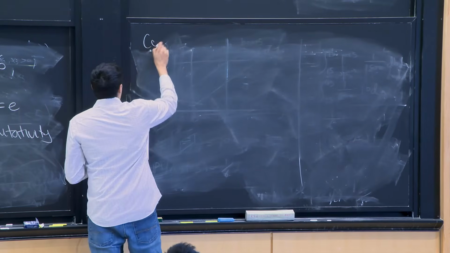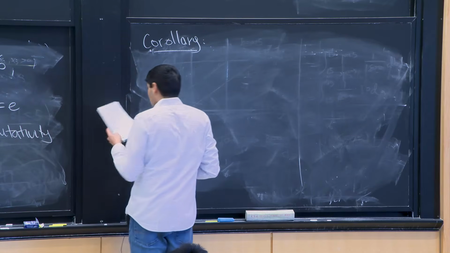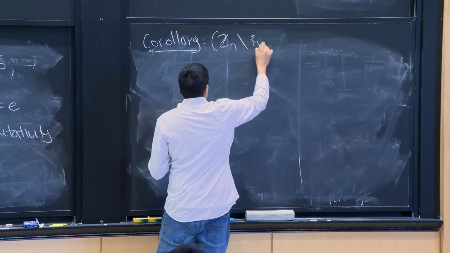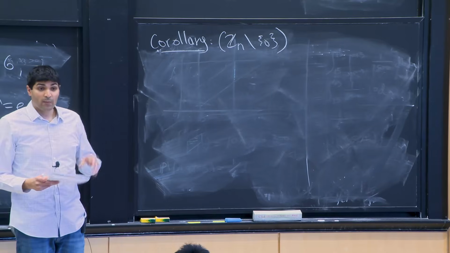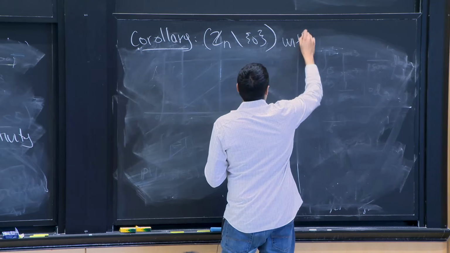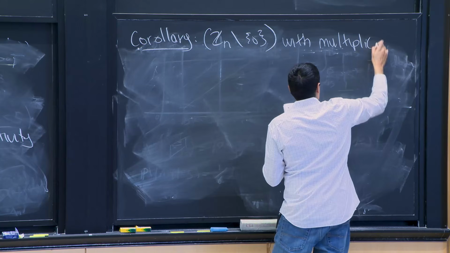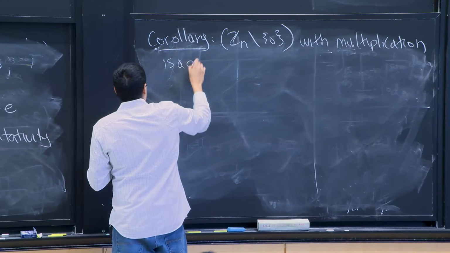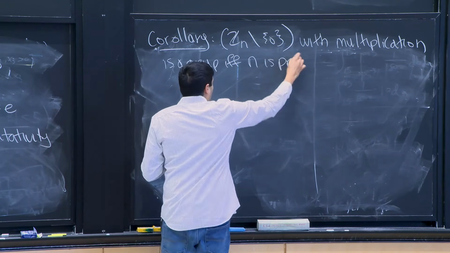So actually let's do a simple corollary first and then we'll get to that example. This will be a corollary of that key lemma I wrote up there. So let's look at the set Zn minus 0. So I'm just looking at the remainders when I take mod n, but I'm removing the 0 element. And if I look at this finite set with multiplication, I claim that this is a group if and only if n is prime.